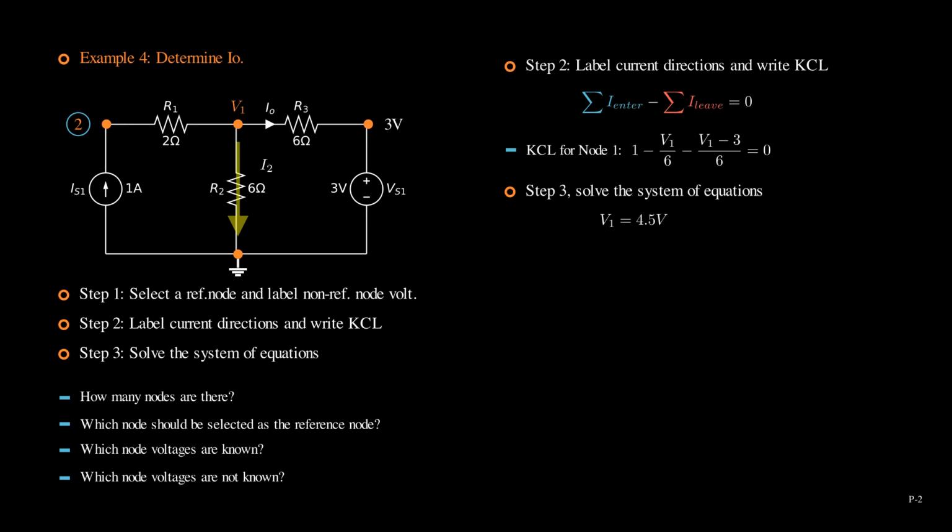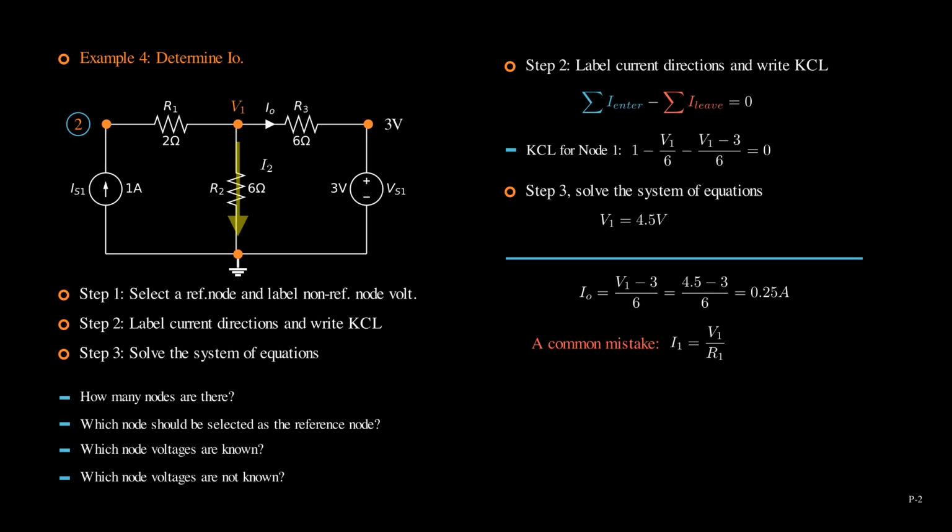In step 3, we can solve the equation. The solution is V1 equals 4.5 volt. Finally, using Ohm's law, we can determine Io. A common mistake is to try to determine the current I1 going through R1 using V1, for example, I1 equals V1 over R1.